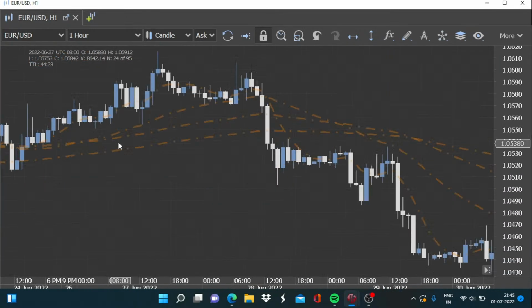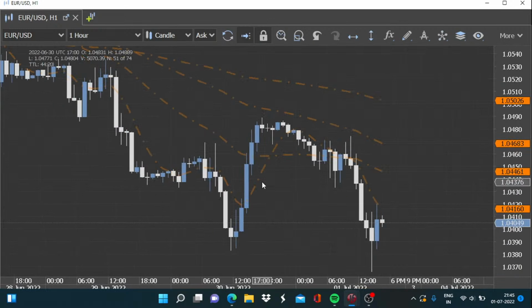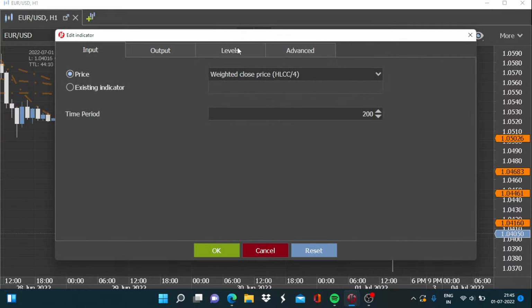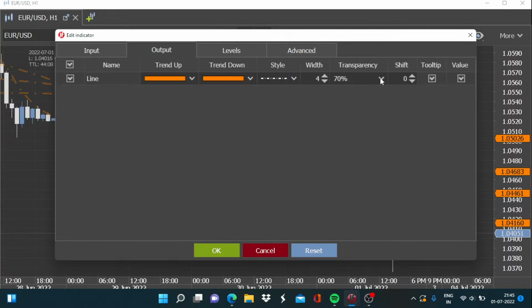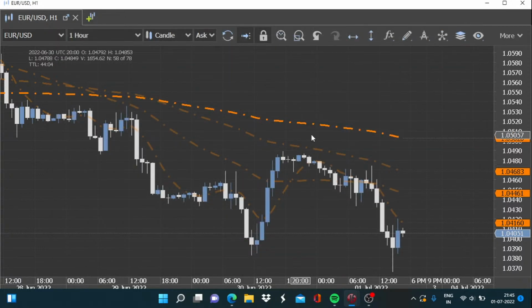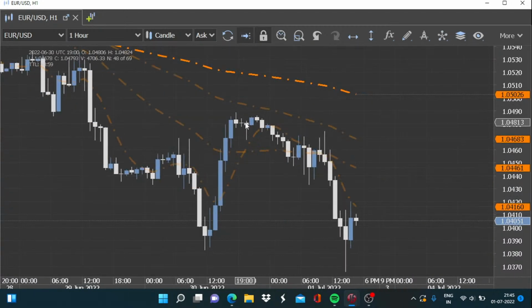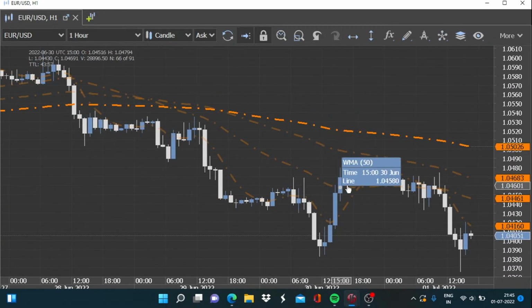And still we have it looking aesthetic. But if I use lower transparency, not more transparency, suppose if I change the output and use it opaque, then you can get these quite pronounced WMAs. And if we make all these four more pronounced, then it will look a lot more cluttered.